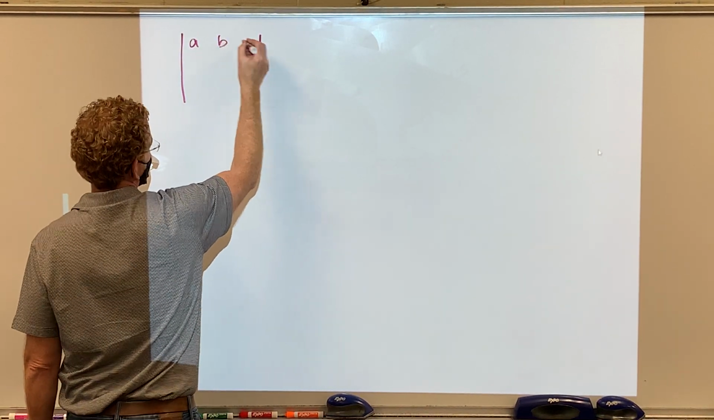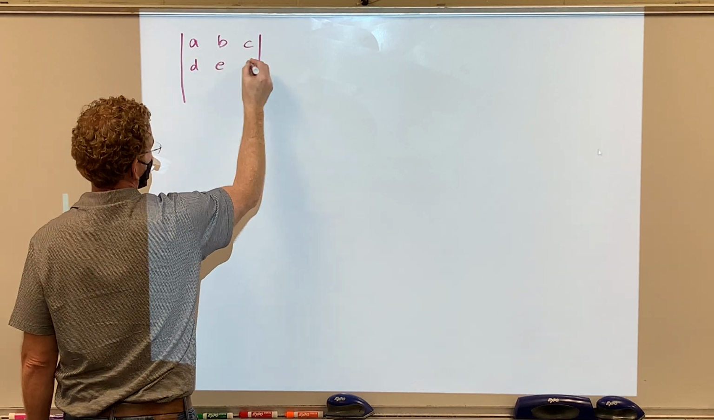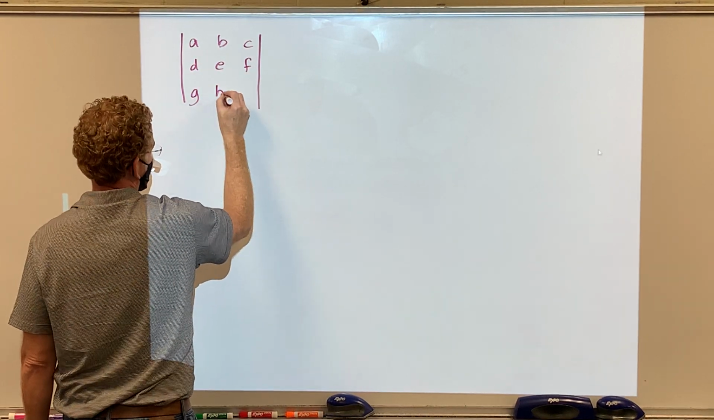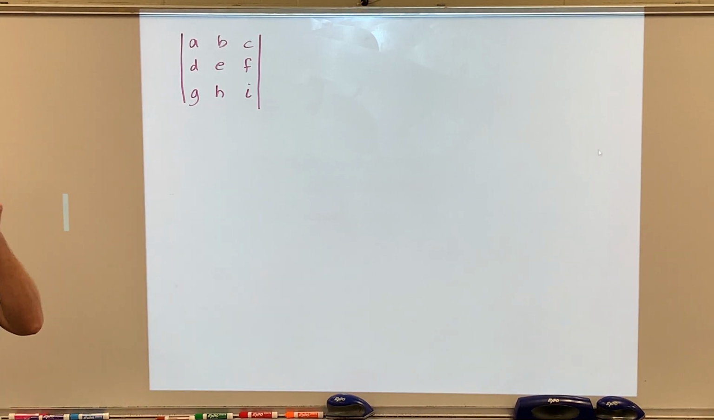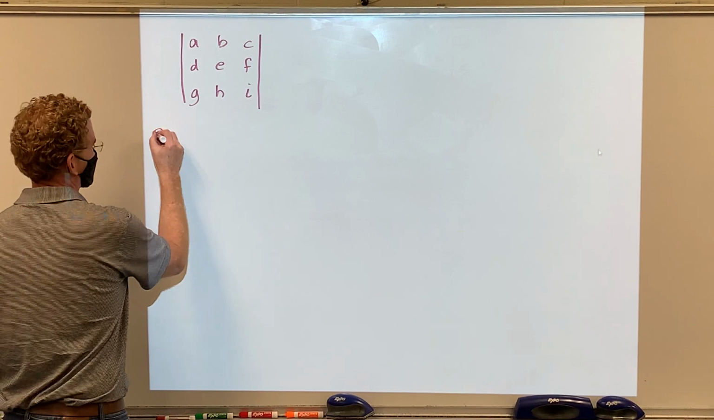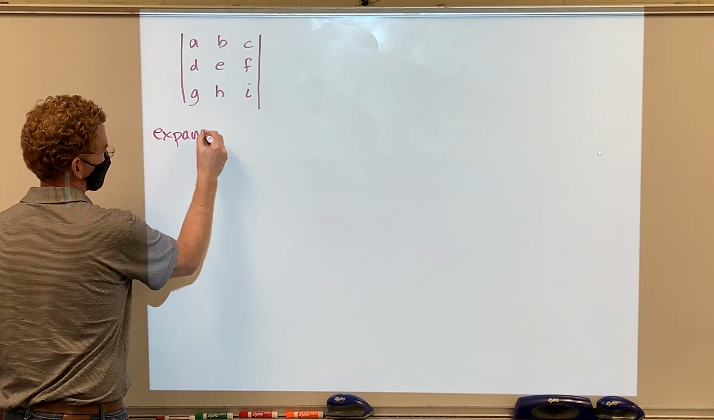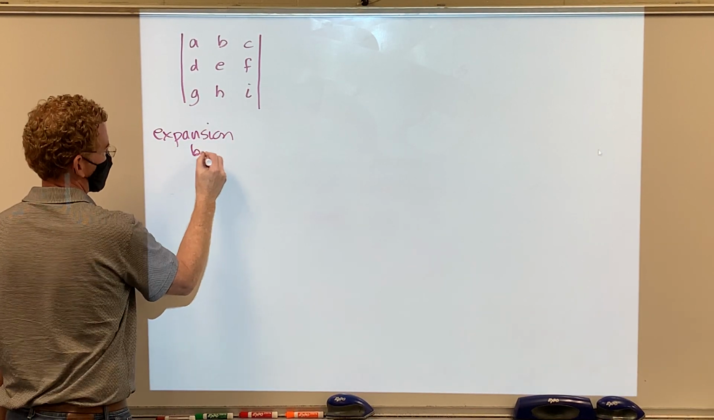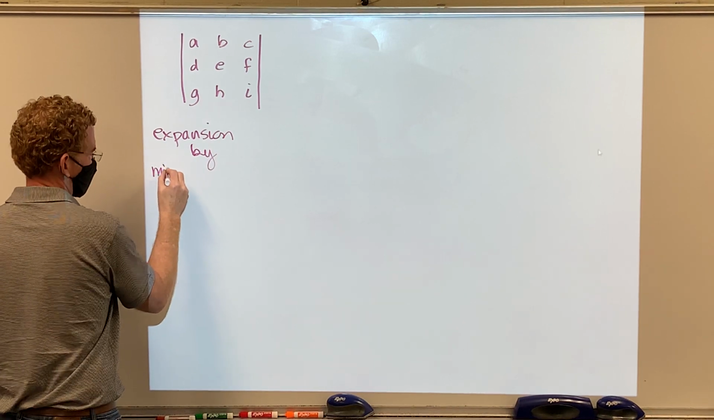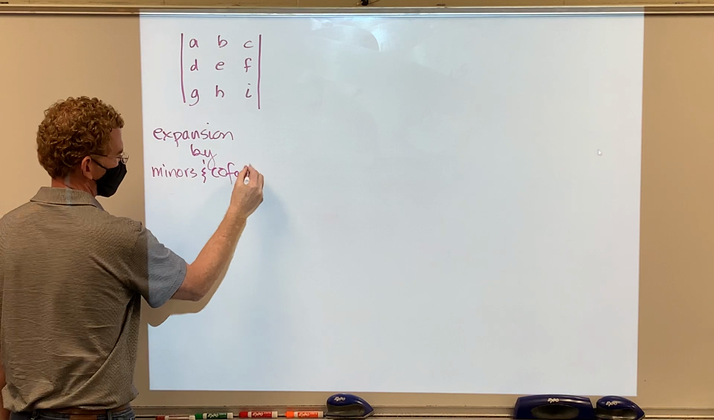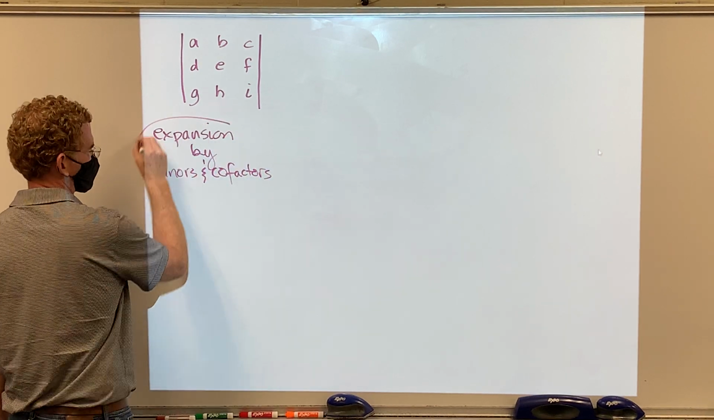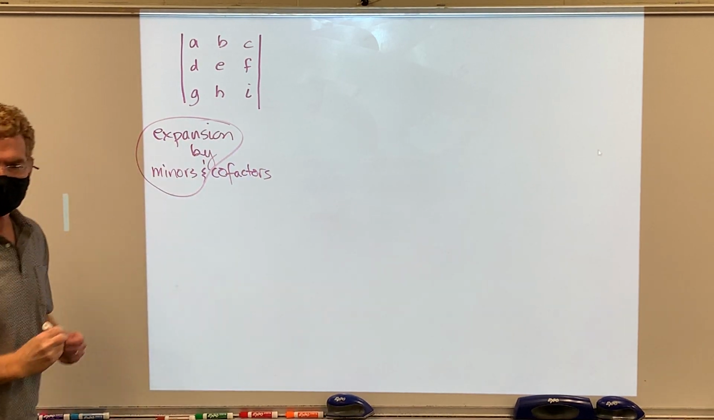I'm going to call it A, B, C, D, E, F, G, H, I. And not the imaginary number i, but just some random variable. So this is what I've been saying. The word is expansion by, technically, it's called minors and cofactors. But most people just say expansion by minors.